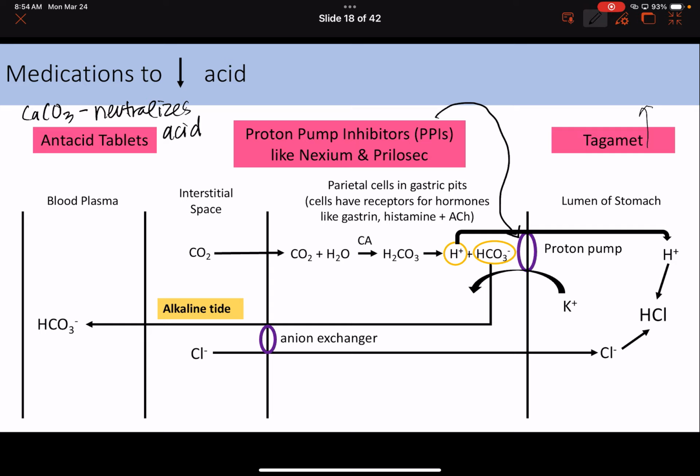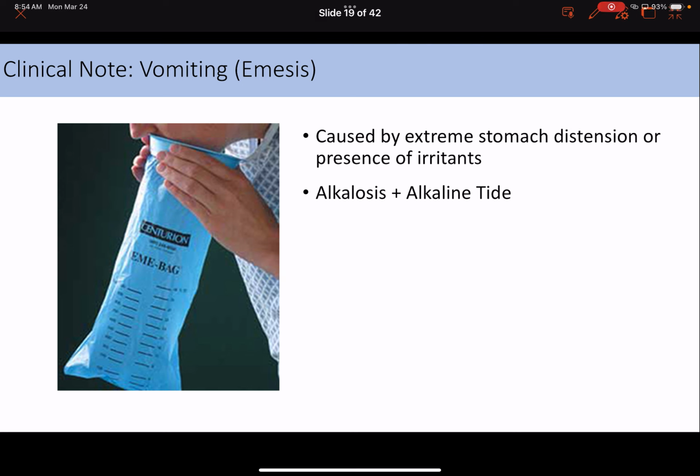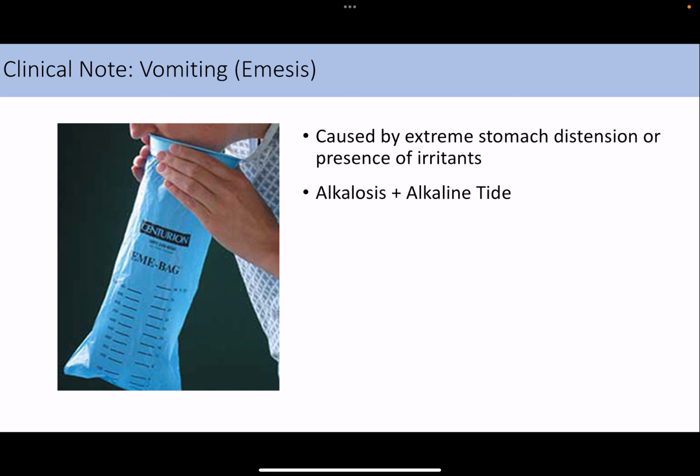Okay. Next thing is emesis. Emesis is the scientific term for vomiting. So make sure you know the word emesis. This is caused by extreme stomach distension, so overfilling your stomach, or by the presence of some kind of irritant, something doesn't sit right in your tummy. Okay.